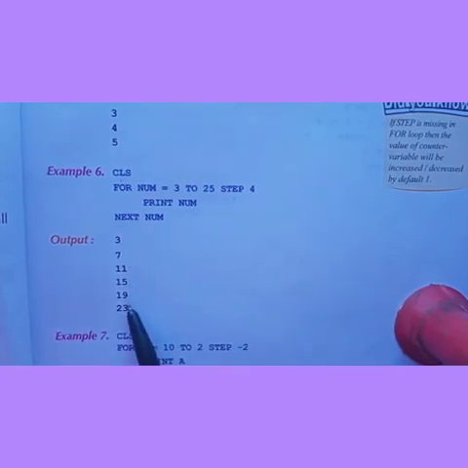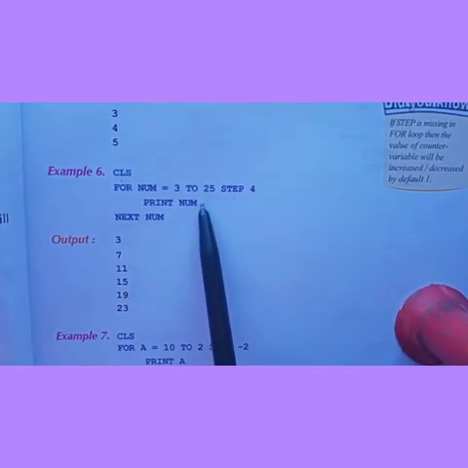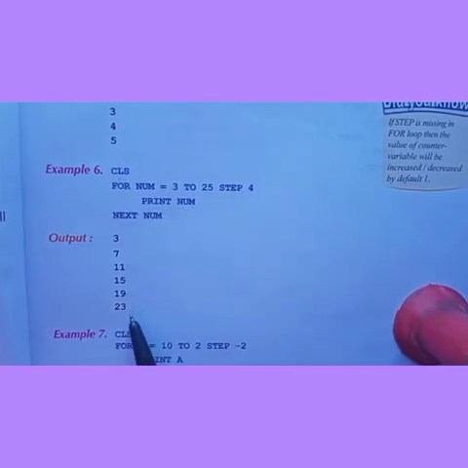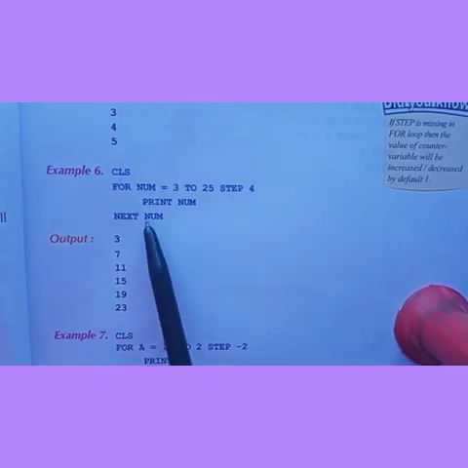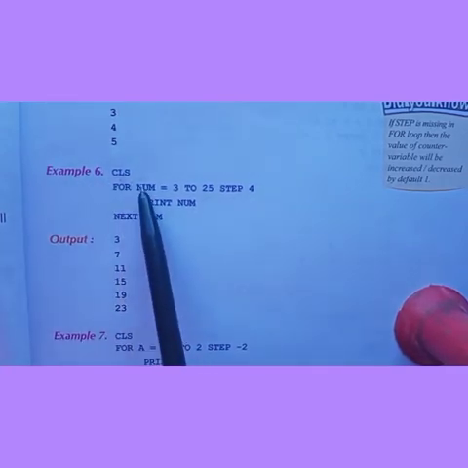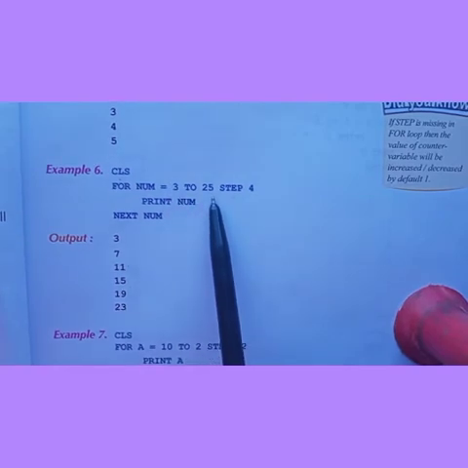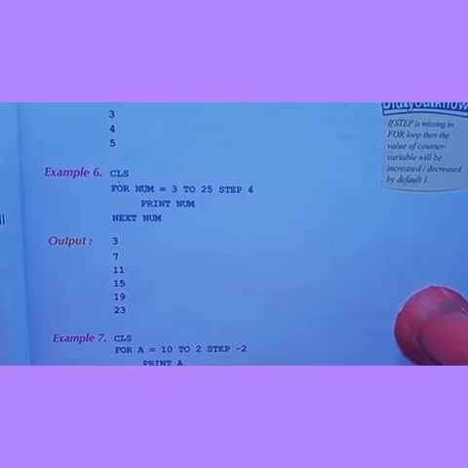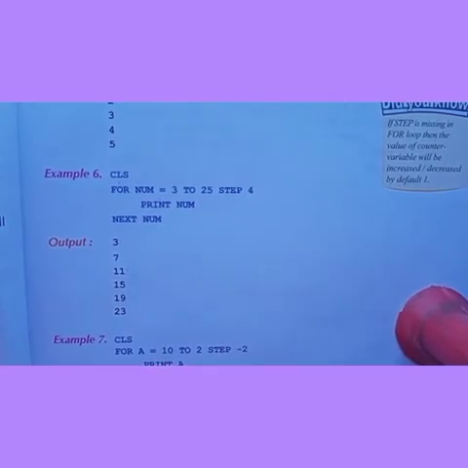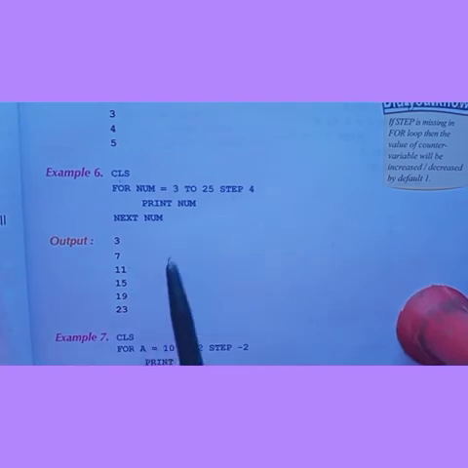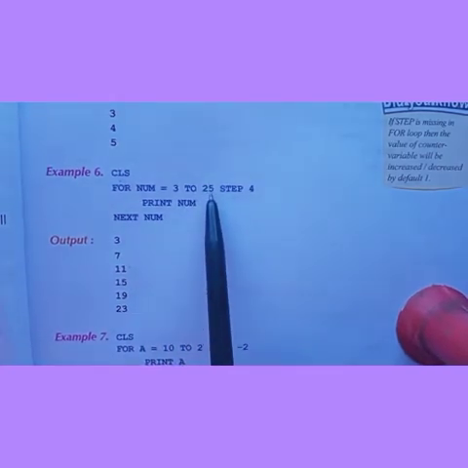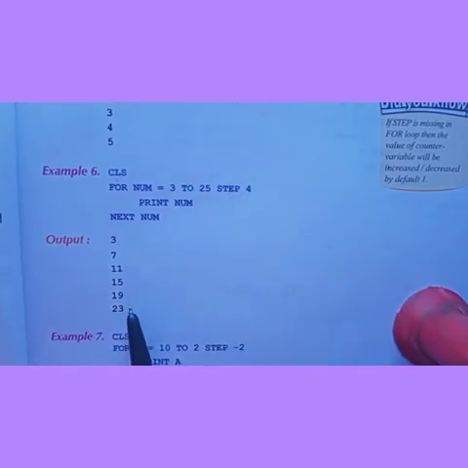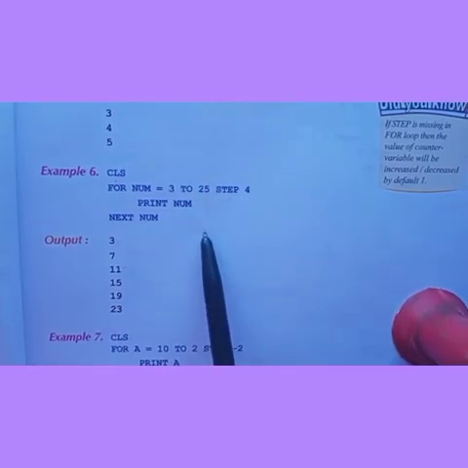Still our last value was 19, we have not reached 25. So again skipping step 4, the next value will be printed. That next value is 23. Again next num will go up. Here it is 3 to 25 step 4. Now you count, it is 23 plus 4, it is 27. The value becomes 27, but it was set only up to 25. So as soon as the value becomes 27, nothing will be printed over here. This loop will get terminated.